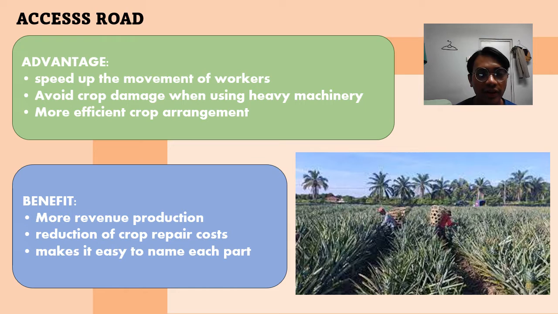Access road. The advantages of the access road are, first, speeding up the movement of the workers, avoiding crop damage when using heavy machinery, and more efficient crop arrangement. The benefits are more revenue production, reduction of crop repair costs, and making it easy to name each part.